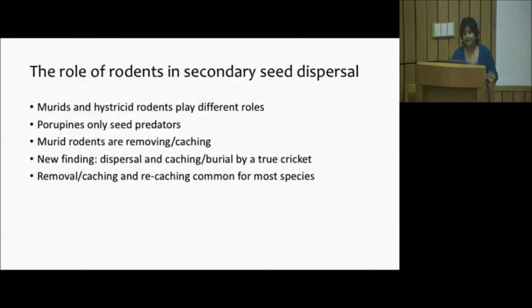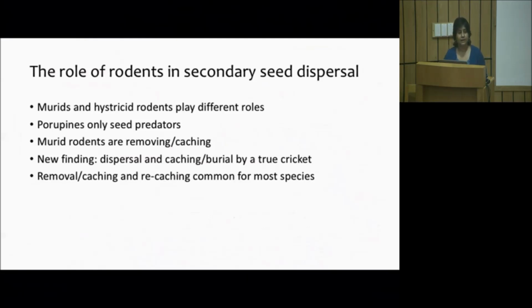So the role of rodents in secondary dispersal: what we found in this system is that murid and hystricid rodents play different roles. Porcupines are only seed predators, while murid rodents are removing or caching them. One of the new findings is that there was dispersal, caching and burial of seeds by a true cricket species. Based on this study, we can say that removal, caching and recaching was common in this system for most of the tree species by the murid rodents. We of course studied only 10 tree species, but all these 10 tree species were being hoarded and cached by murid rodents to some extent.